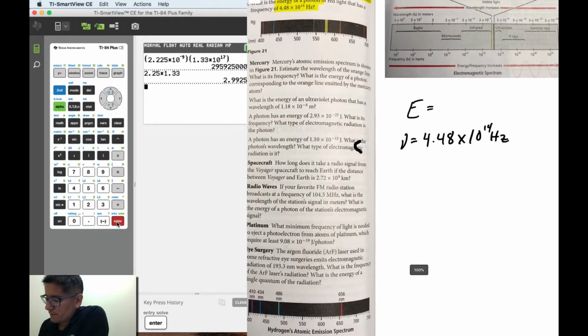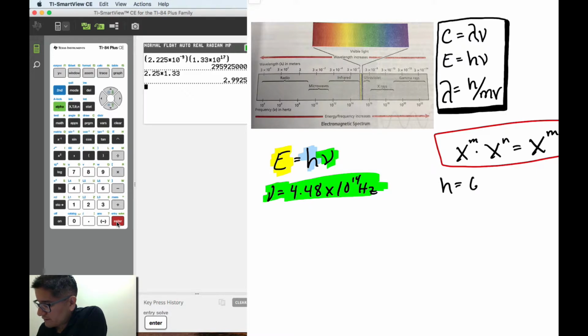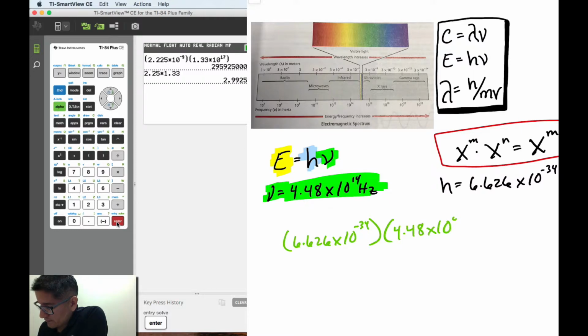But the question was asking about energy. So then I need to go to my energy formula right there, and that is Planck's constant times nu. So I already have my nu, right? I already have that right here, so I can replace that with that. And I also know what Planck's constant is: 6.626 times 10 to the negative 34. So at this point, I can just do the math. So I can do 6.626 times 10 to the negative 34, times frequency 4.48 times 10 to the 14th.